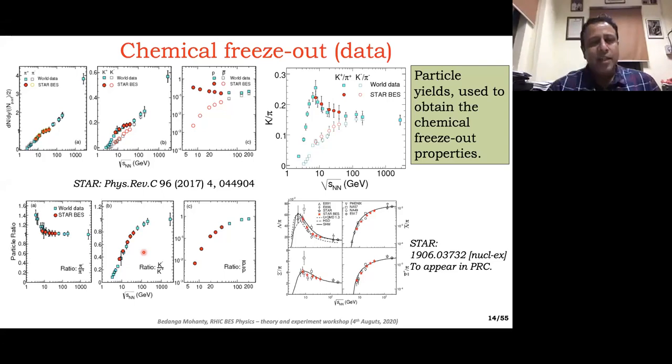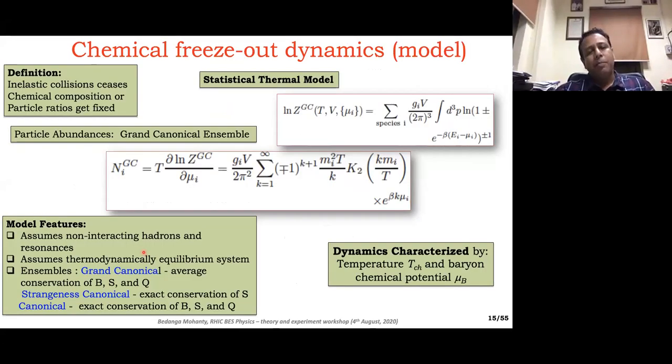Now, to obtain the chemical freeze-out parameters, we take help of a statistical thermal model. Of course, what we mean by the chemical freeze-out is where we expect the inelastic collisions to cease. Now, in the statistical thermal model, we can write down the partition function for a grand canonical ensemble picture as shown here, where g_i, for example, is the degrees of freedom and V is the volume. The temperature is here and the different chemical potentials are given by mu. We can obtain the yields of various particles by taking a derivative of the log of the partition function with respect to the chemical potential as shown here.